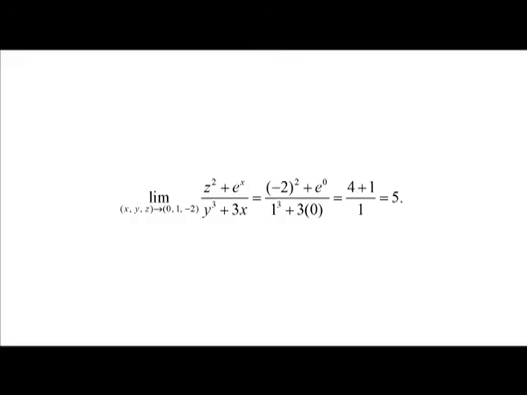As an example, we find that the limit as (x, y, z) approaches (0, 1, −2) of (z² + e^x)/(y³ + 3x) is equal to ((−2)² + e⁰)/(1³ + 3·0), which is equal to 4 + 1/1 = 5. Also, we note that the functions e^(x+y²+4z) and x cos y/(z+1), where z is different from −1, are continuous functions throughout their domains.